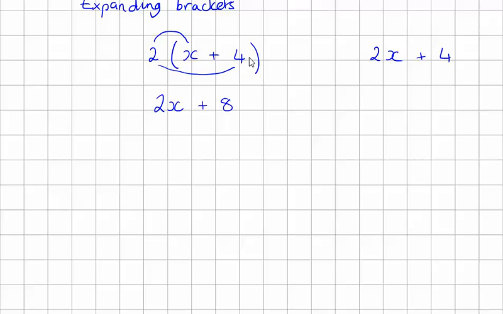So that is called expanding brackets, also called multiplying out brackets. So we can do it with other situations. So let's go 3 times a minus 4. I want to expand that one.